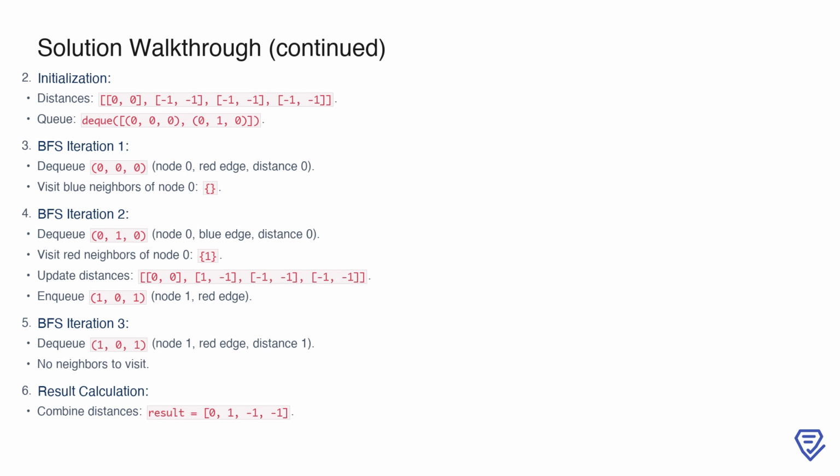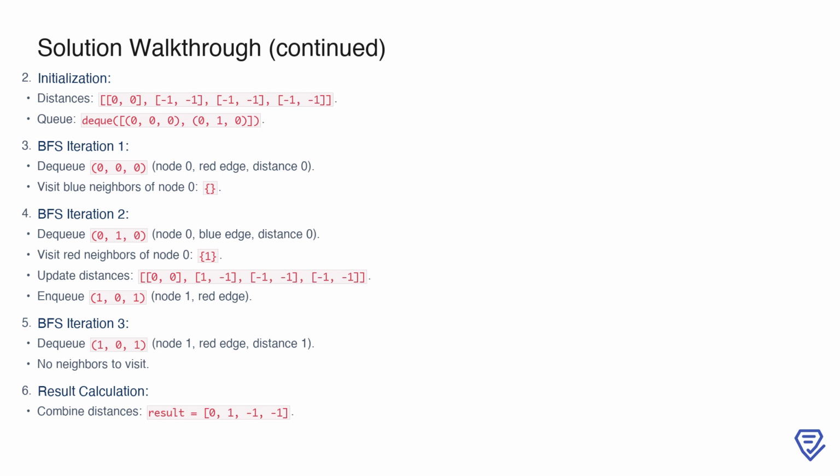Node 0 is the starting point, so its distances are set to 0 for both red and blue edges, while the other nodes are initialized as -1. The BFS queue is also initialized with node 0 using both red and blue edges at a distance of 0. In the first BFS iteration, we dequeue node 0 using a red edge at a distance of 0. From here, we check its blue neighbors, but there are none.